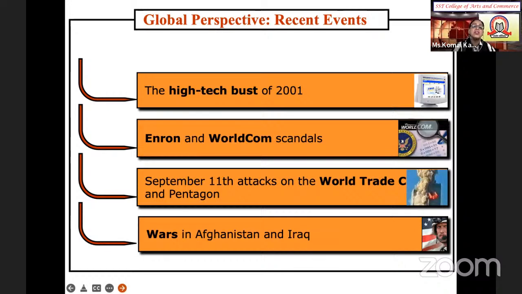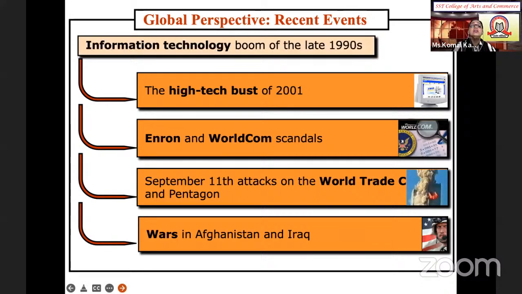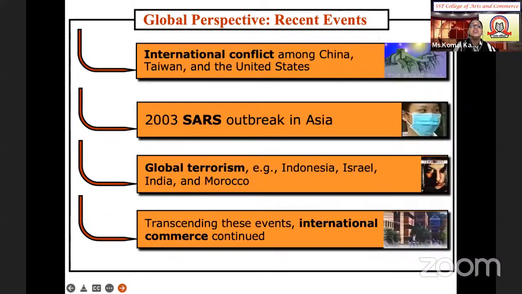Wars in Afghanistan and Iraq have brought lots of changes in the US economy. International conflict among China, Taiwan, and the United States. These three major countries, or we can say the giants, except Taiwan, have indulged in various activities which are directly impacting the US economy and international business.